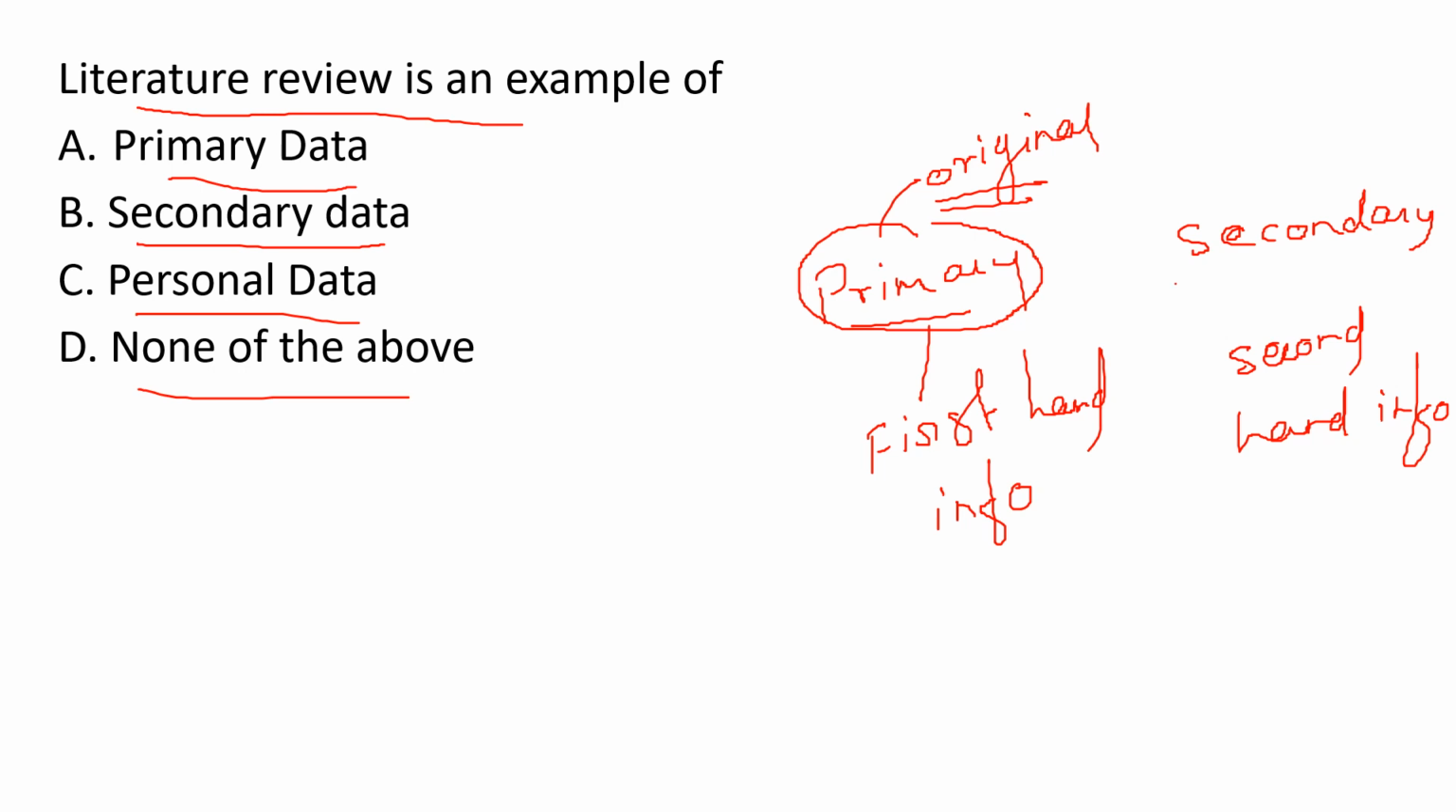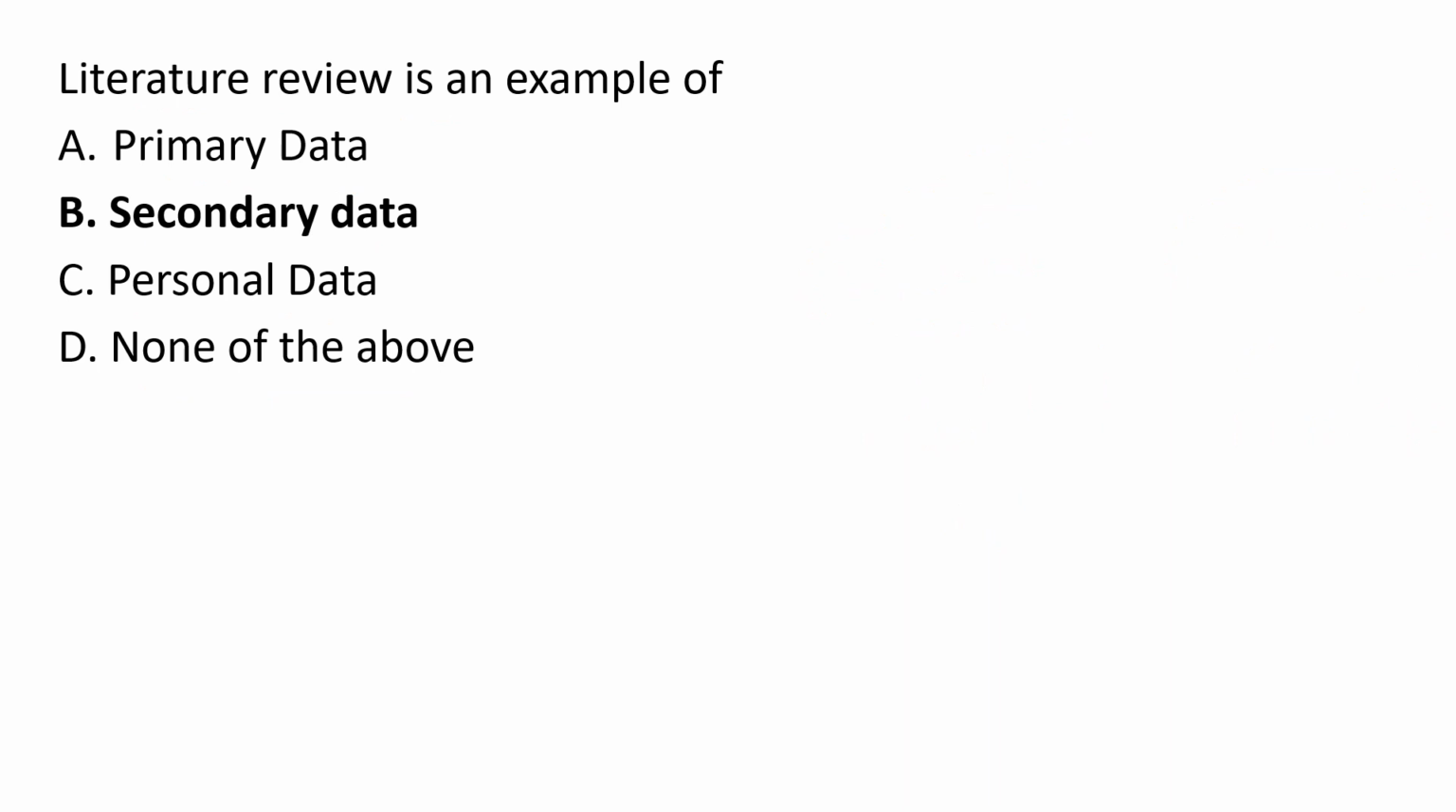Means if we are doing any research and if we are collecting the secondary data, that means we are collecting someone else's data, okay. Somebody has already published the data, or maybe unpublished data, that data we are collecting, at that time we say that it is secondary data, okay. Literature review is an example of secondary data because the information we are going to collect for the research is not the original work, okay.